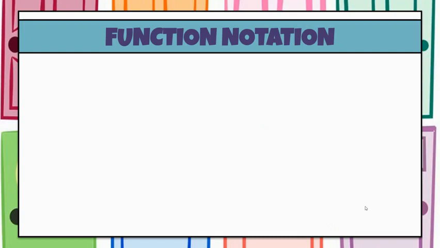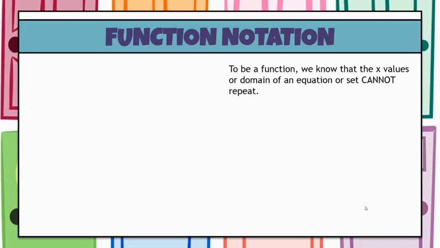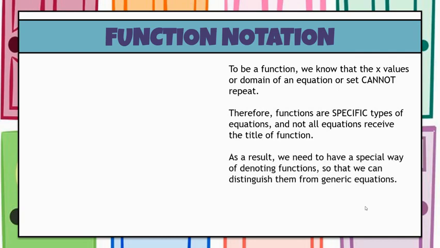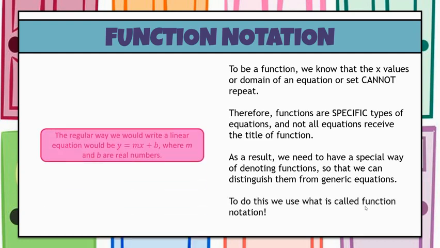So, function notation. This was a big question last year, so we're going to go over it in a little bit more depth. To be a function, as we talked about yesterday, we know that the x values or the domain of an equation cannot repeat. Therefore, functions are specific types of equations or relations, and not all of them have the title of being a function. So, as a result, we need a special way to denote them. And to do this, we're going to use what's called function notation.